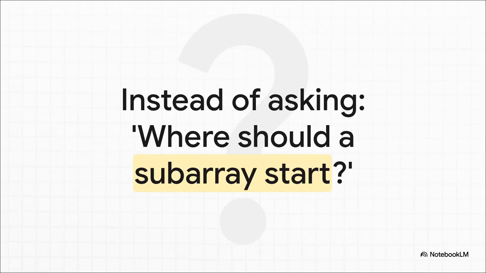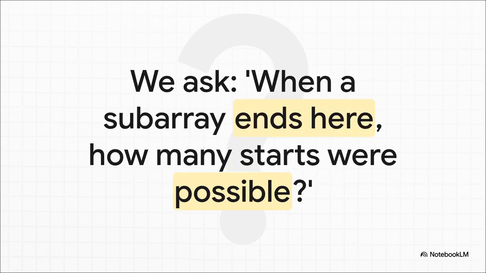So think about it. For this whole journey so far, we've been stuck asking one question. Where should a subarray start? We pick a starting point, and then we check everything that could come after it. It's so inefficient because we just end up calculating the same sums again and again and again. But what if we flip that question completely on its head?